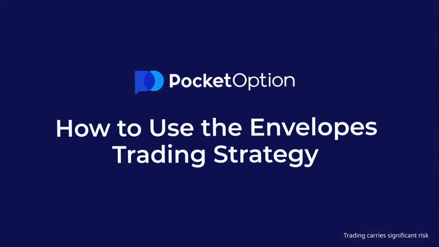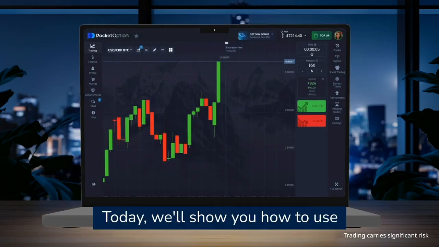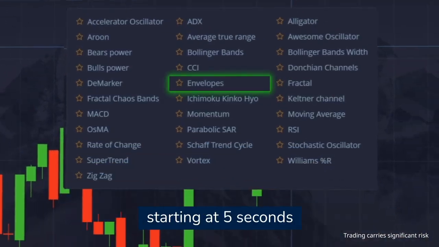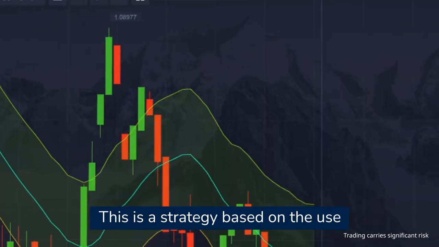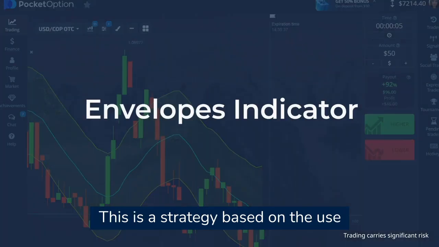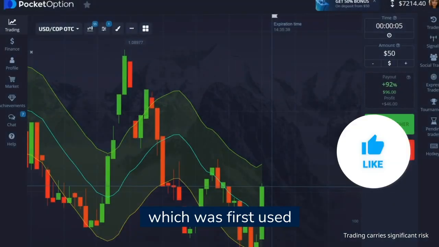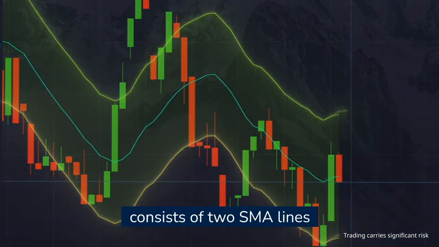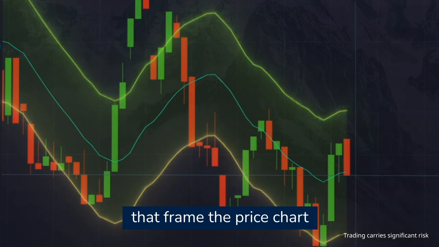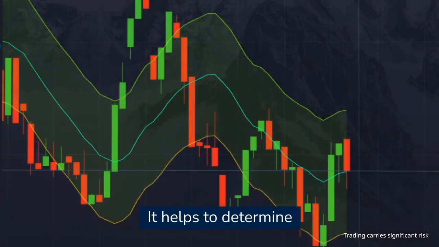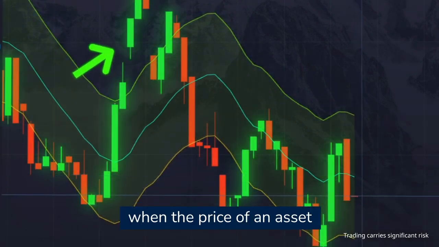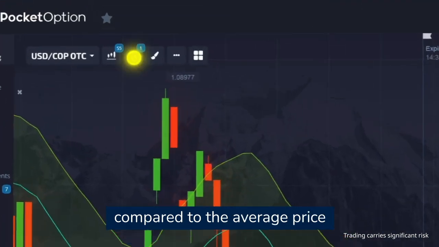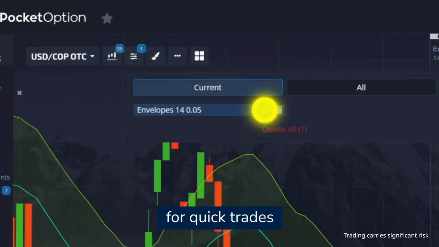How to use the envelopes trading strategy. Today we'll show you how to use the envelope strategy for quick trades starting at 5 seconds. This is a strategy based on the use of the envelopes indicator, which was first used by Chester W. Keltner. The envelopes indicator consists of two SMA lines that frame the price chart. It helps to determine when the price of an asset becomes too high or too low compared to the average price.